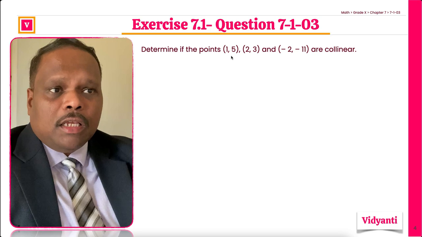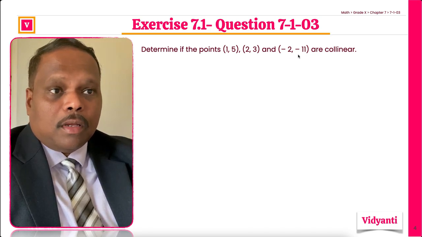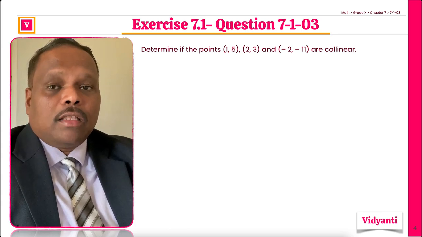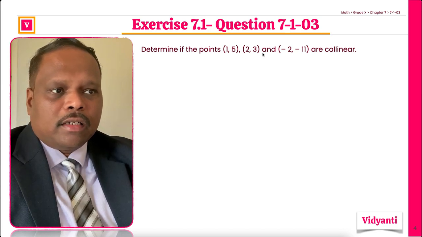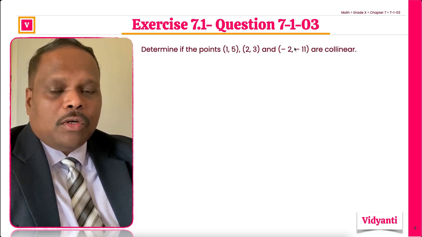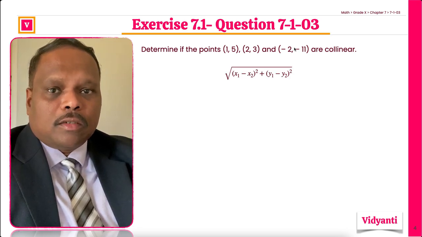Since there are three given points, there are three possible pairs. When I select any 2 points out of these 3 points, there are three possible combinations. I can select these two, I can select these two, or I can select the first and the last one. In each case, we are going to use the distance formula and calculate the distance between these 2 points. We know that the distance formula is the square root of (x1 minus x2) the whole square plus (y1 minus y2) the whole square.